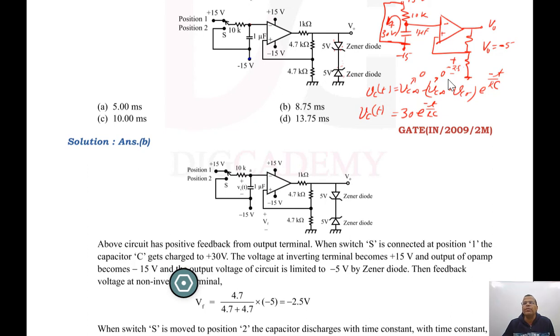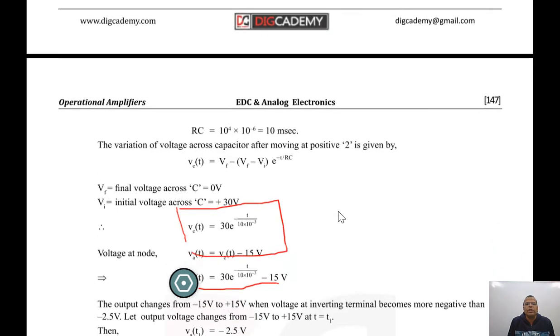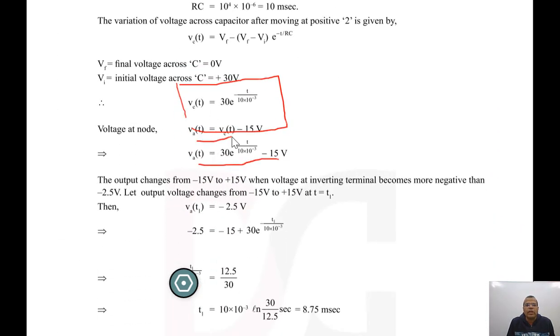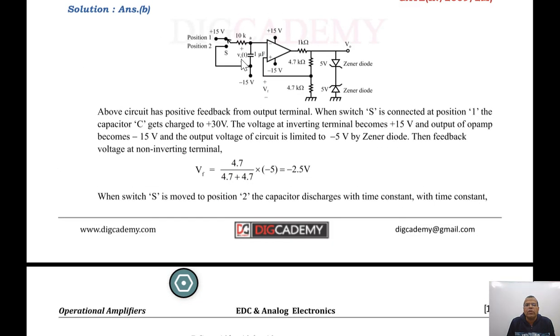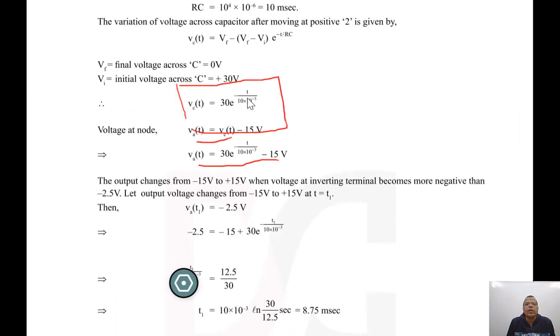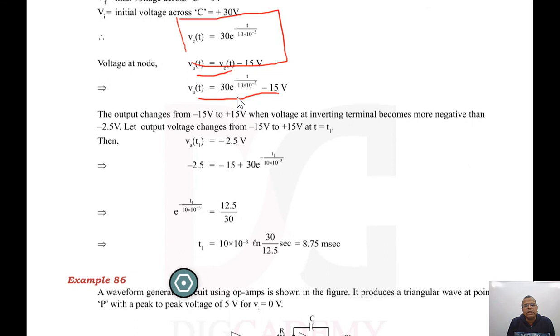So you have to see that your output will change its state when the voltage at node A becomes more negative than minus 2.5, the output will change its state from minus 5 to plus 5 volt. What I mean to say is, we have obtained the voltage at node A, that is Vc minus 15. Why Vc minus 15? Because the voltage across the capacitor is Vc and the voltage at the node is minus 15. So the total voltage at the node is this voltage and this voltage.